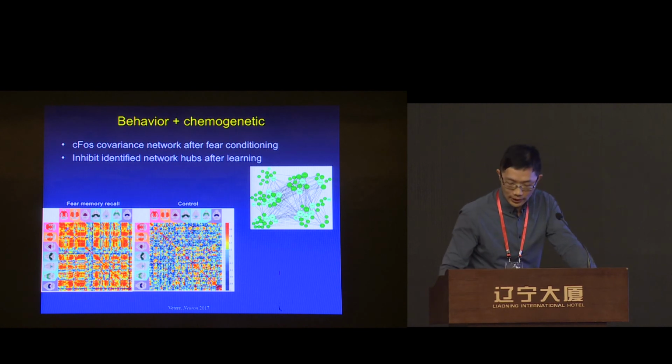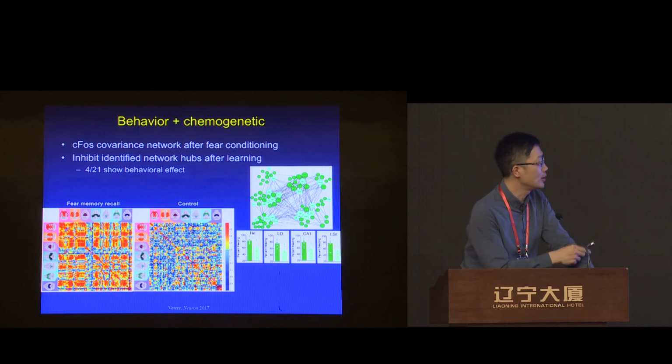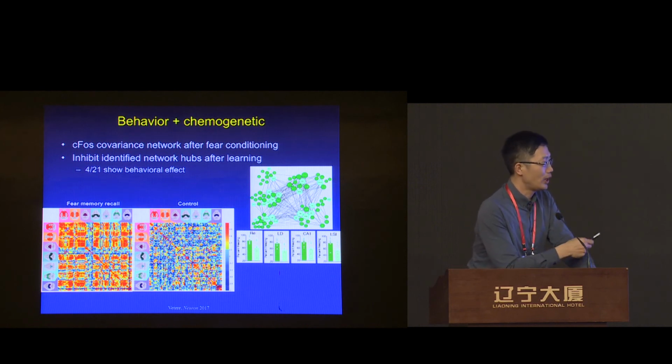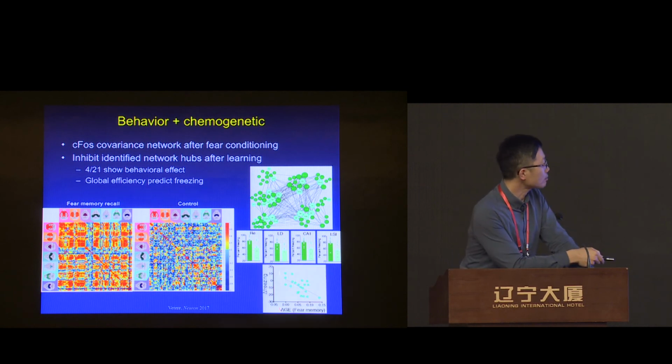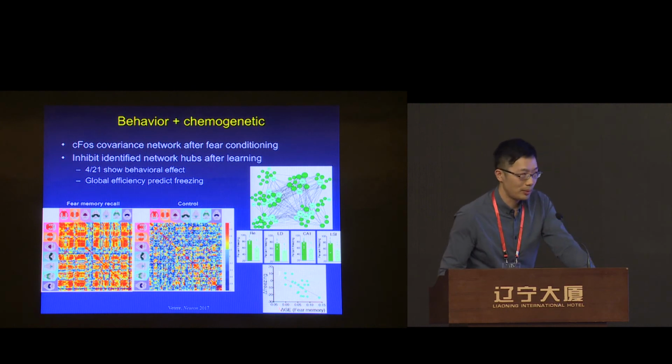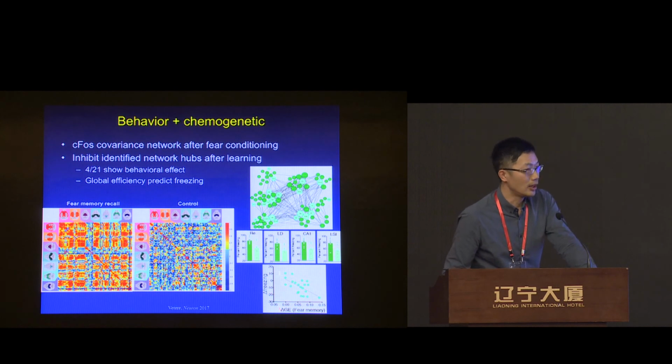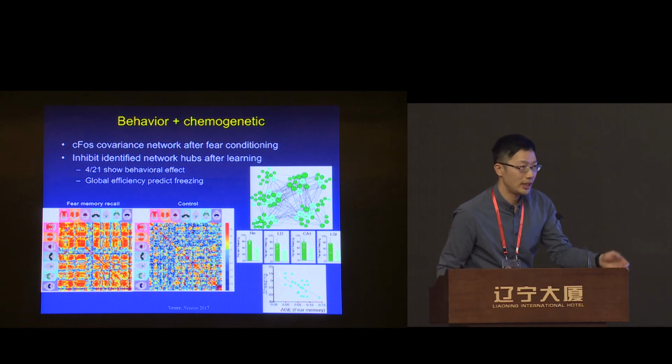So they identified 21 hubs and started to inhibit those areas by DREADD. And they found 4 areas showed very nice behavioral change. And they found that the global efficiency of those networks correlated with the animal behavior. So this indicates that network hubs could really have a very important behavioral role.